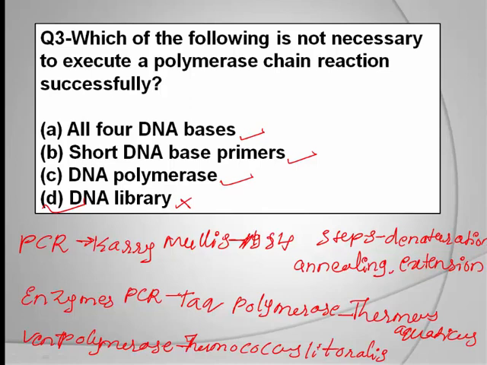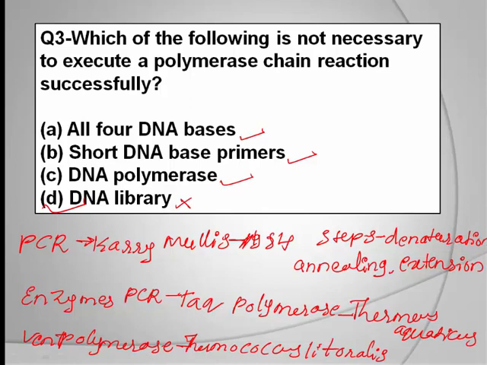PCR, polymerase chain reaction, is used for the amplification of DNA. The technique was discovered by Kary Mullis in the year 1984, and the steps of PCR are denaturation, annealing and extension. PCR requires thermostable enzymes which can withstand high temperature. The commonly used one is Taq polymerase. Its source is Thermus aquaticus, and another is Vent polymerase. Its source is Thermococcus litoralis.